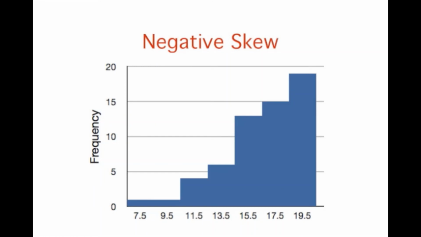This figure shows the scores on a 20-point problem on an exam. Each bar represents the frequency of a 2-point range, so that the bar on the far left shows the number of students scoring 7 or 8, whereas the bar on the far right shows the number of students scoring 19 or 20. Since the tail of the distribution extends to the left, this distribution is negatively skewed and can also be referred to as skewed to the left.